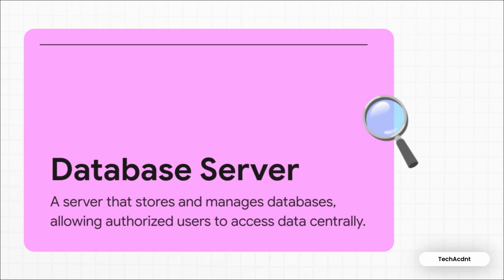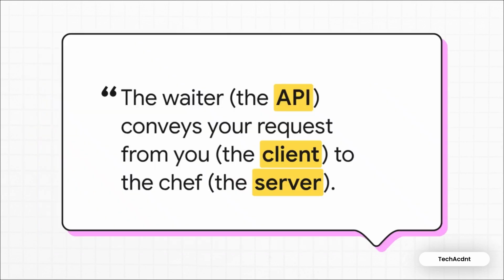But what about all the dynamic information, like your user profile or the items in your shopping cart? That stuff lives in the database server. This is the application's private library, a super specialized system designed to store, manage, and retrieve massive amounts of data with incredible speed and security. So the web server takes the order, and the database server holds all the ingredients. How do they communicate with each other?